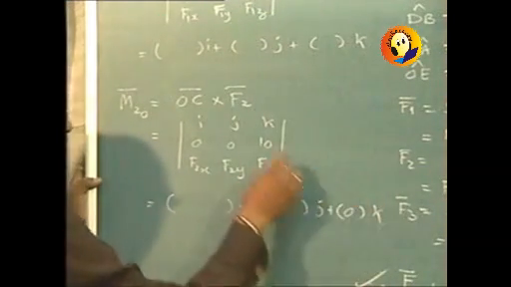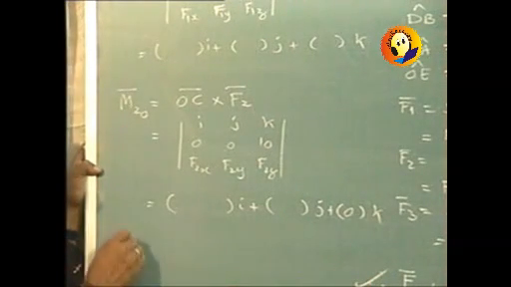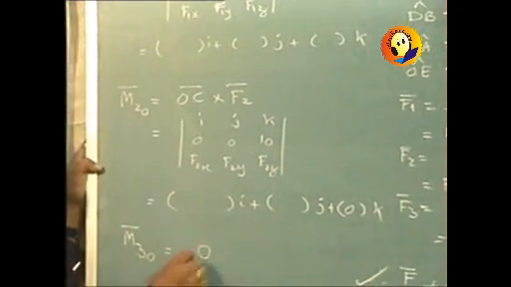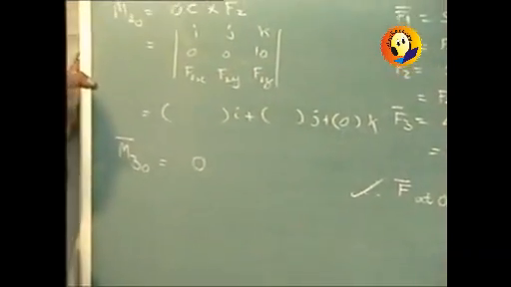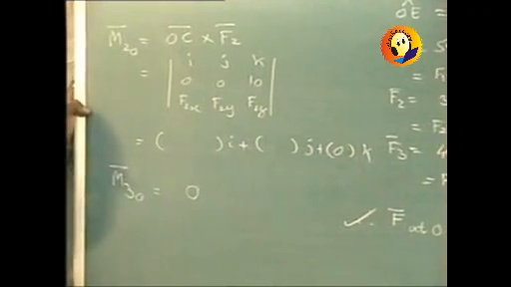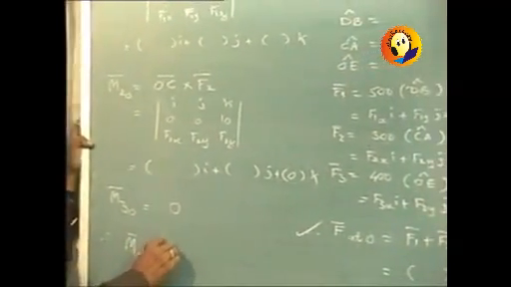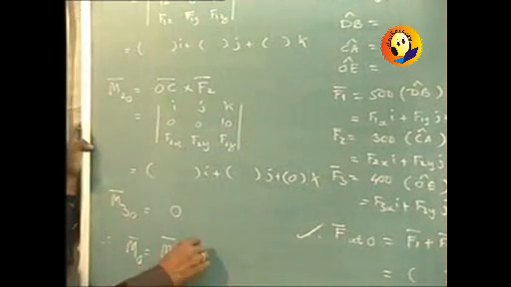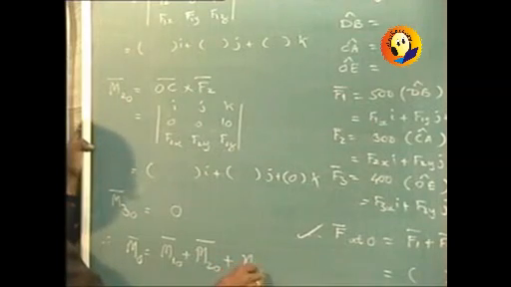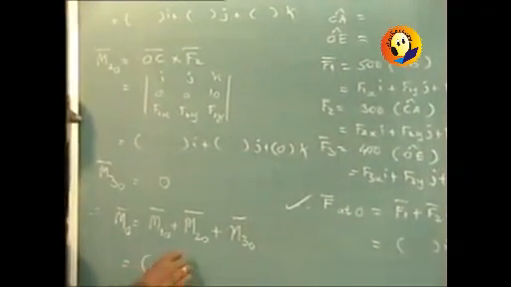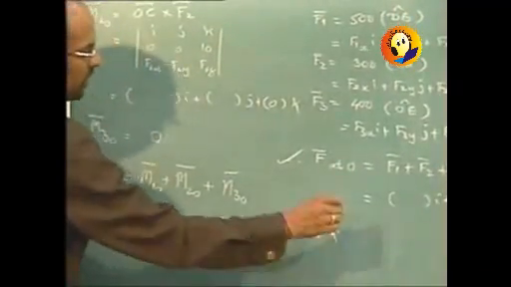Probably the k term will turn out to be 0, whereas the moment of the third force about origin will be simply 0, since it is still passing through origin. F3 is along OE bar, it passes through origin, and therefore the net moment about origin will be the moment of the first force about origin plus the moment of the second force about origin plus the moment of the third force about origin, and you will get the final answer again in terms of I, J and K format.